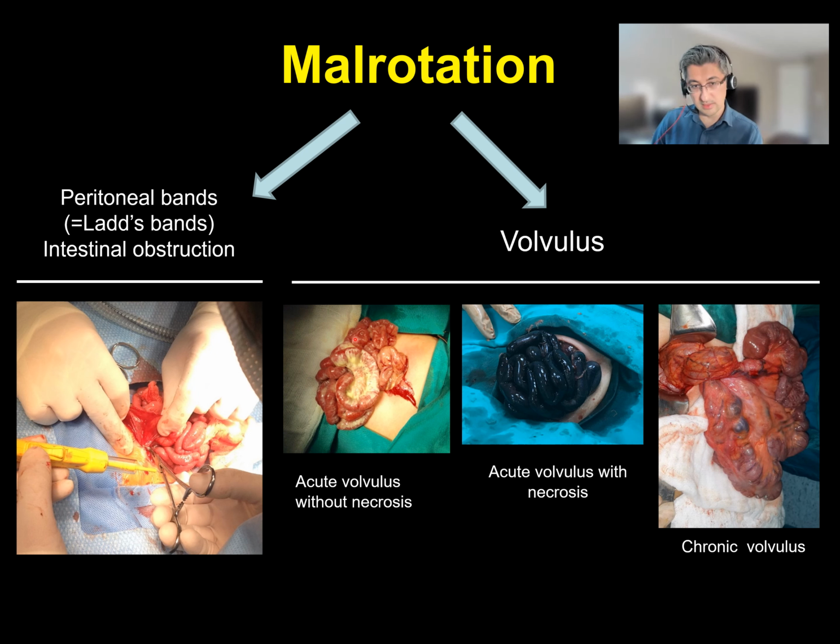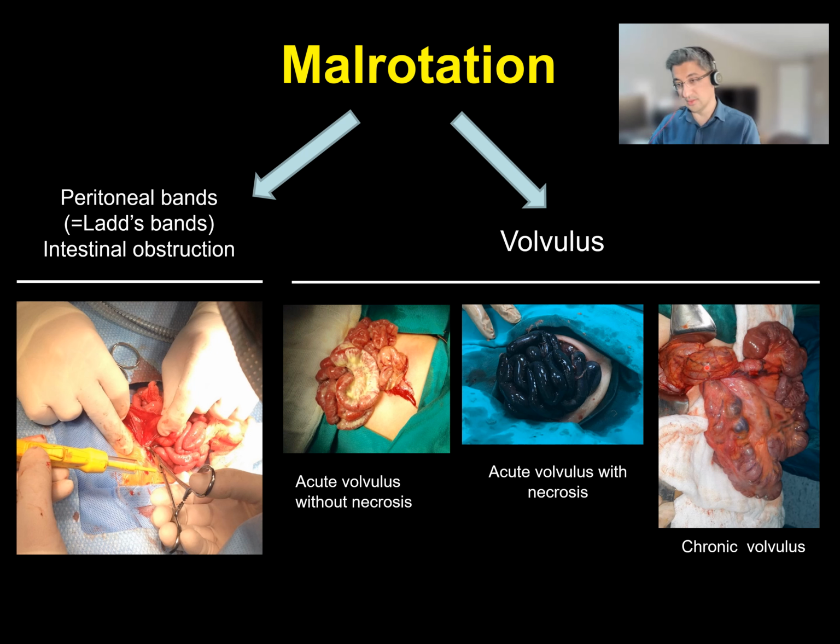And volvulus can be complicated with necrosis. When the entire midgut is involved, it is not compatible with life. So if there is a delay in the diagnosis and it's too late, and there's ischemia of the midgut, it's too late. Even if you do a resection, even if you feed the baby with TPN, it's not compatible with life, you're going to lose the patient soon.